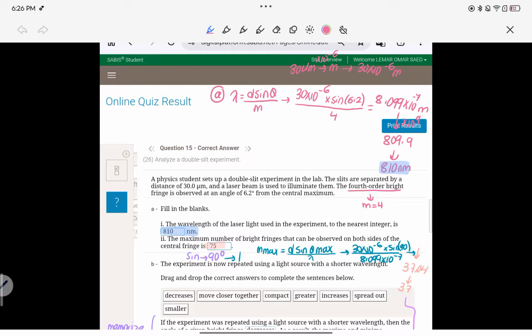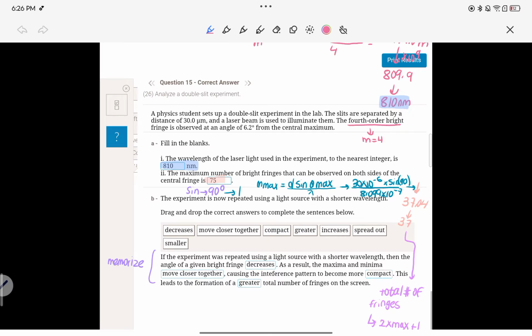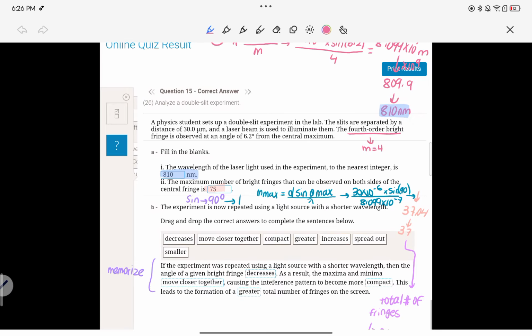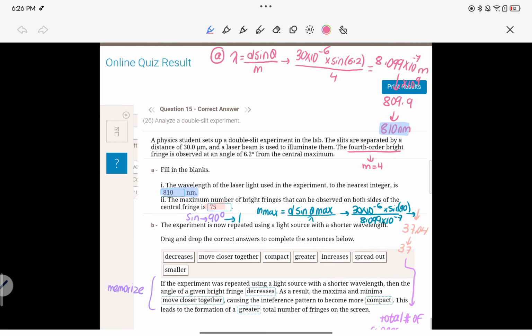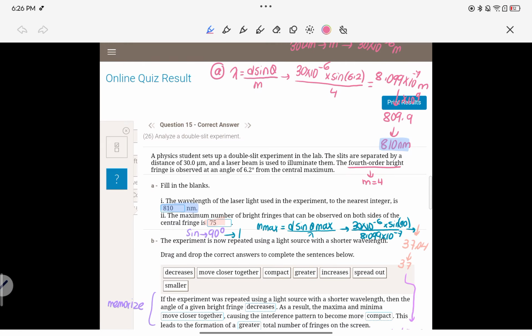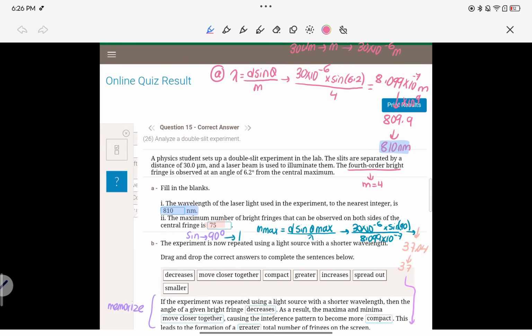Now the maximum number of bright fringes. You have to know this: d sine over the wavelength, not d sine over the m. Basically, this is the same thing as this, by the way. It's the same formula, but here it's in a different way. So we know another d is the same. The sine is 90. The angle is different now.